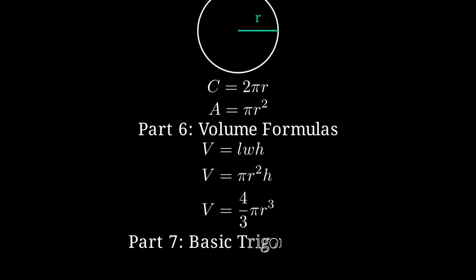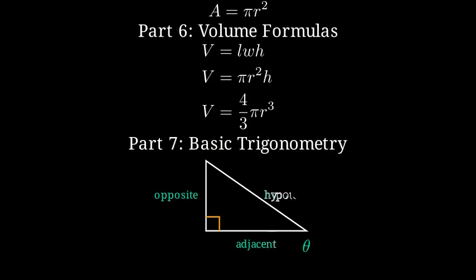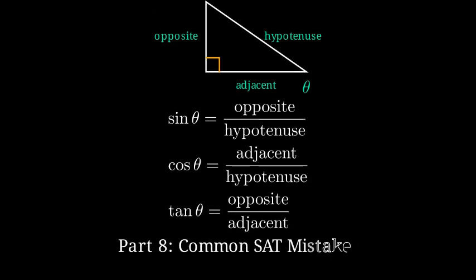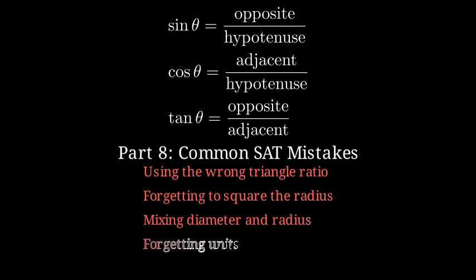Part 7. Basic trigonometry. In a right triangle, sine is opposite over hypotenuse. Cosine is adjacent over hypotenuse. Tangent is opposite over adjacent. Part 8. Common SAT mistakes to avoid. Using the wrong triangle ratio, forgetting to square the radius, mixing diameter and radius, and forgetting units.